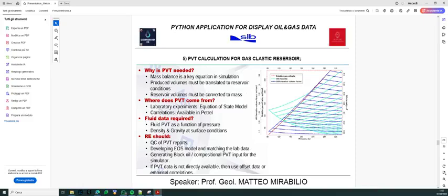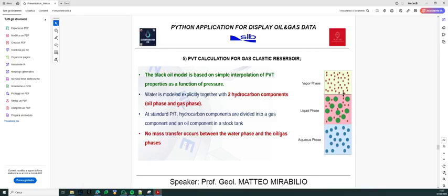Where does PVT come from? Laboratory experiments, or it is also used in some correlation in software like Petrel. We need also to do a sampling of fluid of the reservoir to make a fluid analysis. The black oil model is based on simple interpolation of PVT. We have these phases: aqueous phase, liquid phase, and vapor phase.